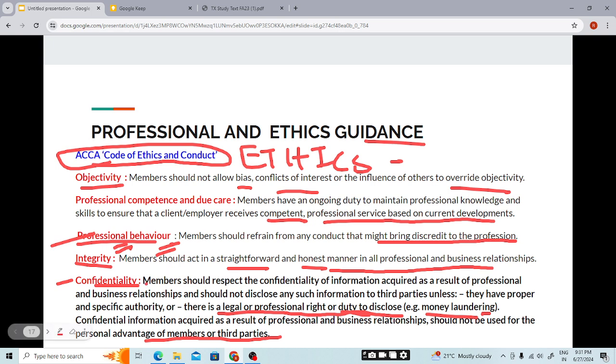Confidentiality: tax is confidential. We must maintain the confidentiality of our client's information and should not use it for our own advantage. When can we breach this confidentiality? When there is a legal or professional right or duty to disclose, as in the case of money laundering.